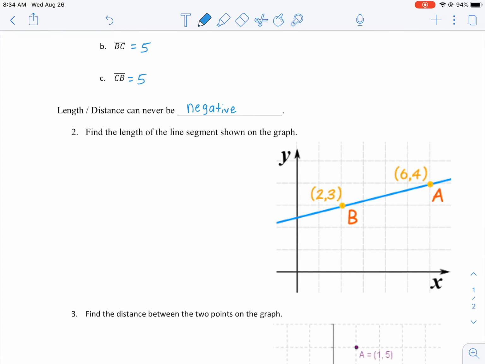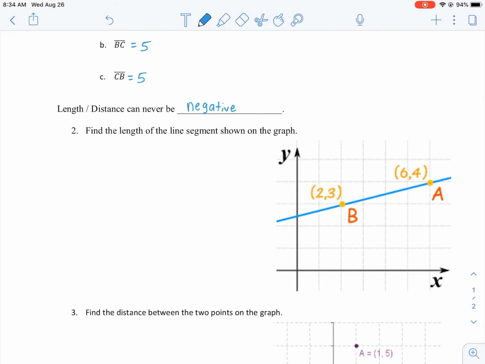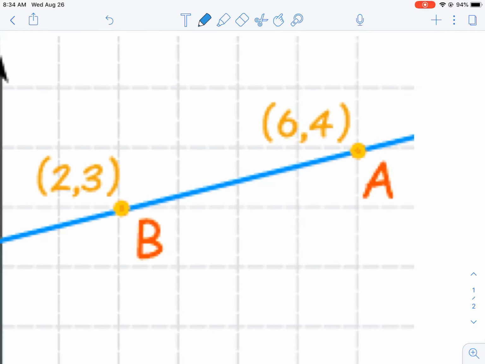So now we're going to look on a graph, all right? And a graph isn't as easy, okay? It says find the length of the line segment shown on the graph. Well, why is it not as easy? Because you can't just count, all right, when it's going at a diagonal, okay? You can't just be like 1, 2, 3, 4, right? Because it's not 4, right? It's a little bit more.